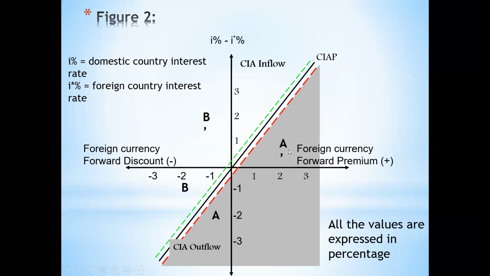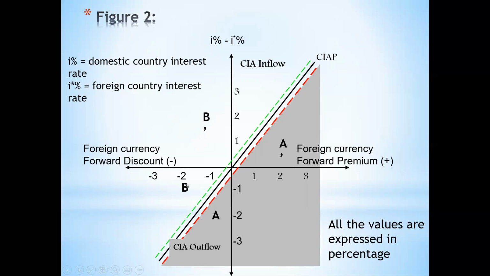Still you are getting net gain high. Okay, now what you can see from the point B. Point B, so interest rate difference, the foreign country interest rate is higher than domestic country interest rate by 1%, right? By 1%. That means foreign interest rate is higher than domestic interest rate by 1%.